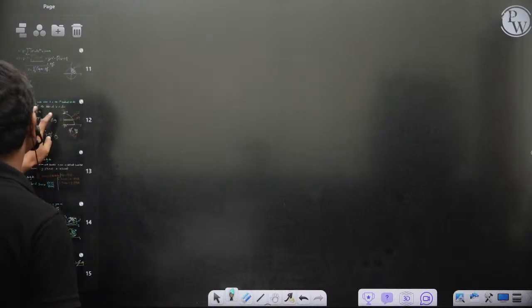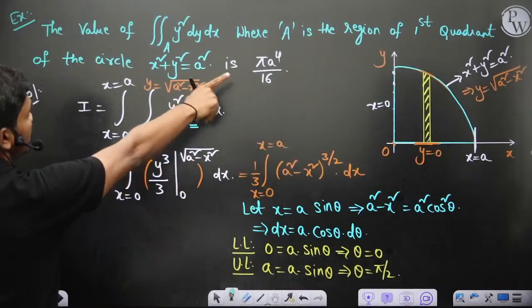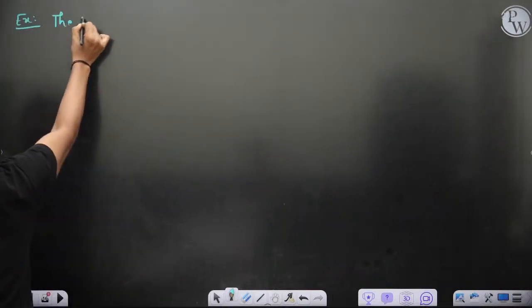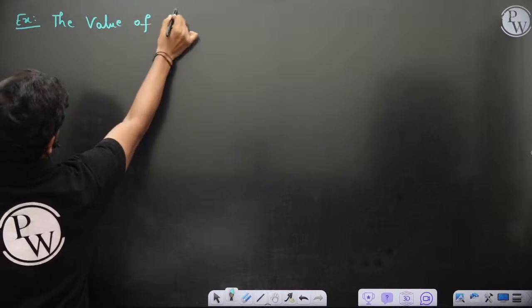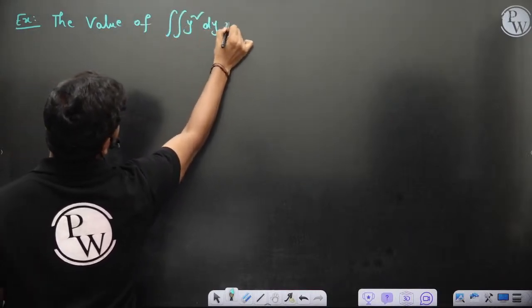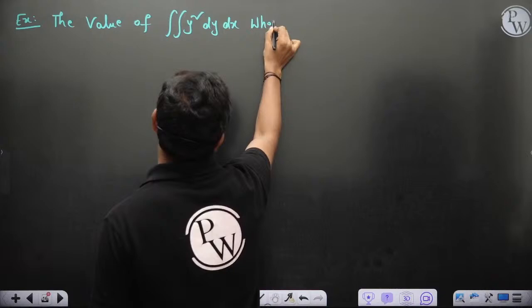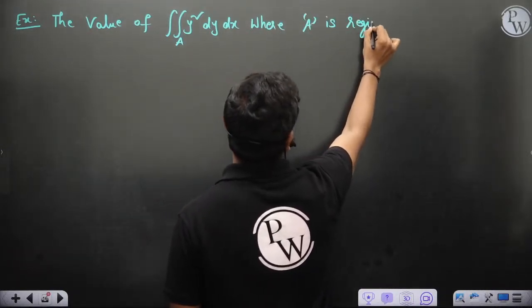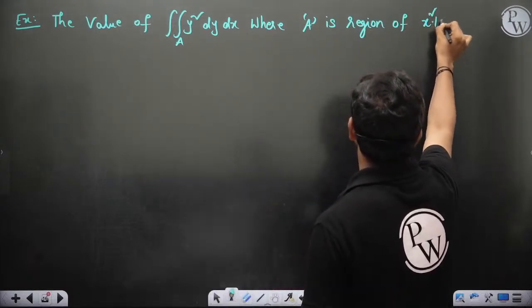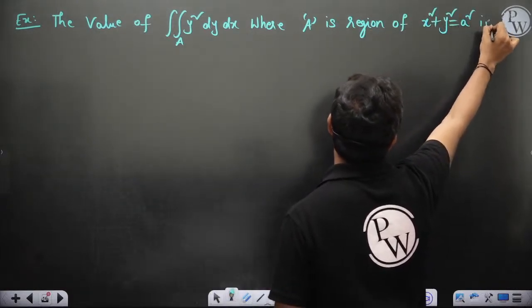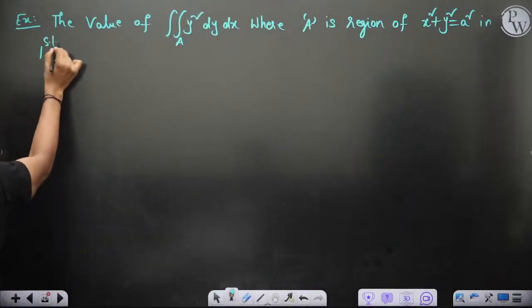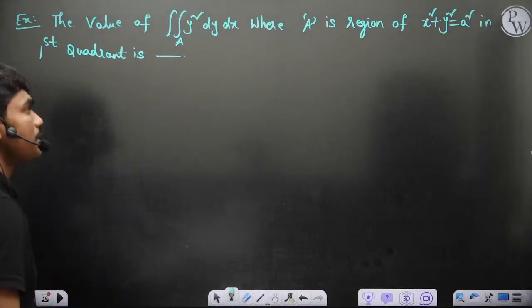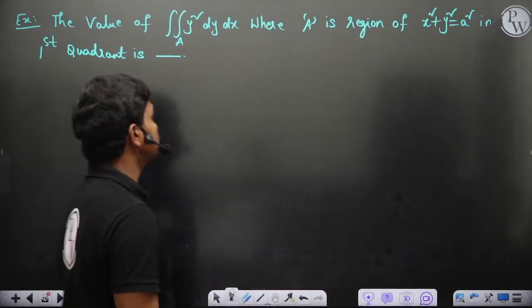So let's take this example. The value of the integral of y square dy dx, where dy dx means basically dA, over A, where A is the region of x square plus y square equal to a square in the first quadrant. Let's say you want to calculate this value.